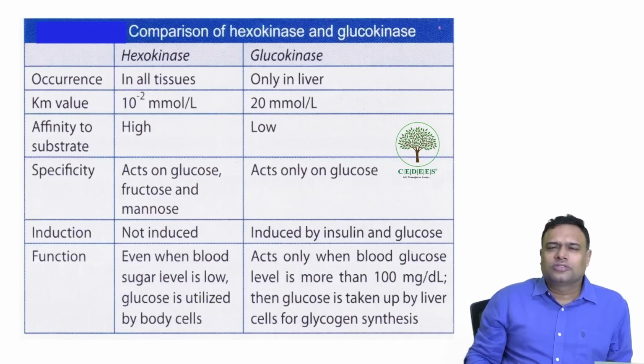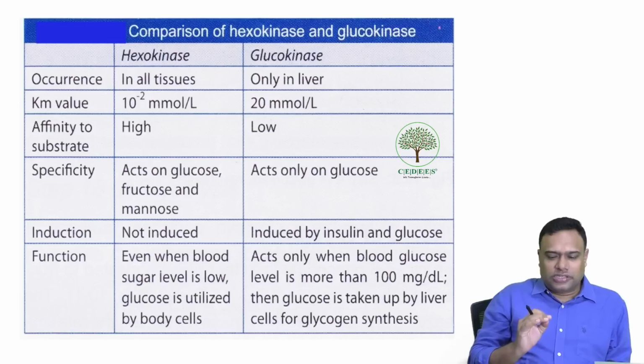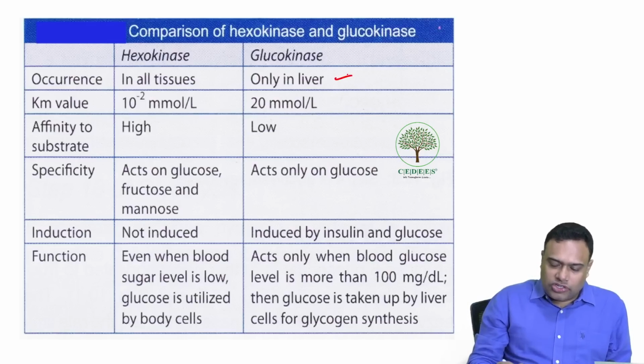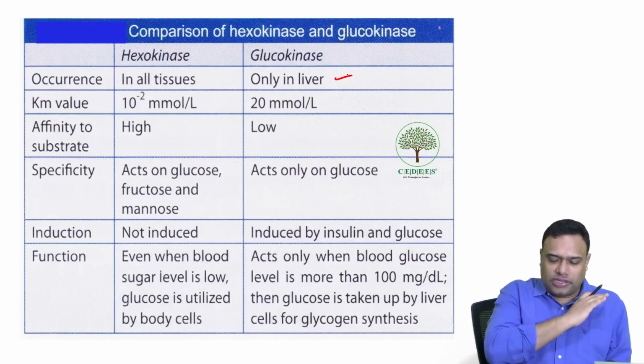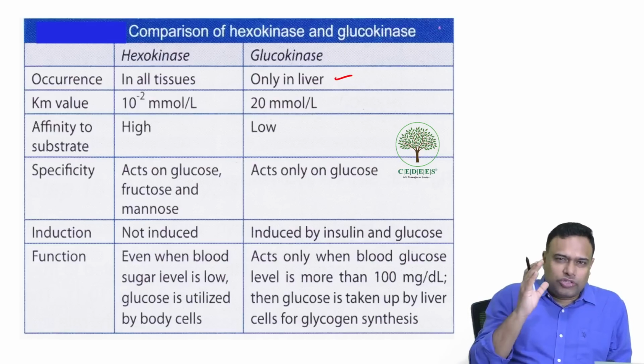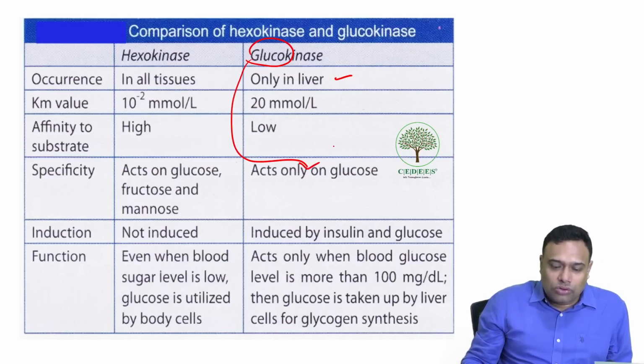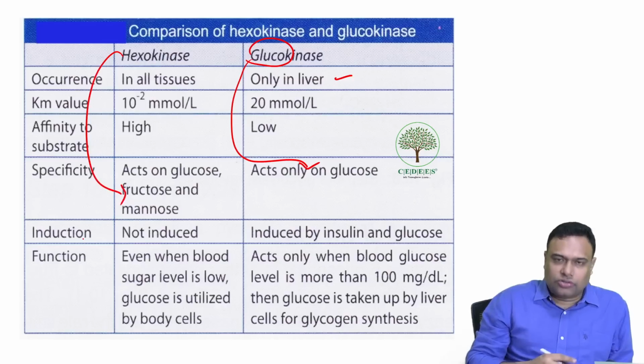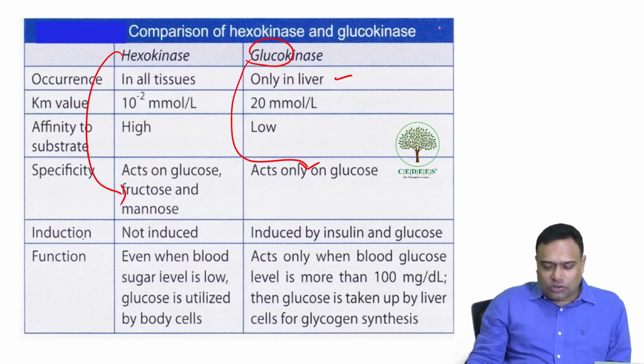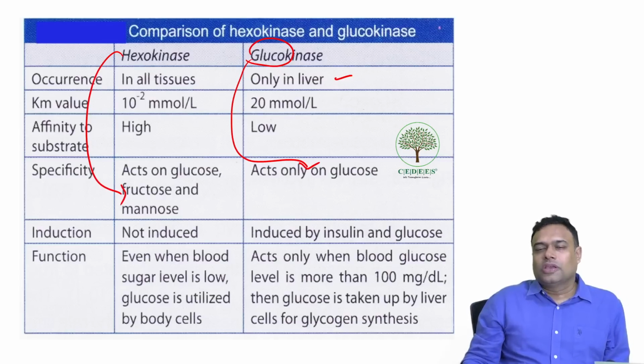Okay, we'll go on. Now we did the first enzyme called hexokinase. So usually they ask you about hexokinase and glucokinase. So let's just see this. Glucokinase is majorly seen in the liver. Hexokinase is seen in all tissues. But the most important difference is glucokinase, as the name suggests, acts only on glucose, whereas hexokinase acts on the various hexoses like glucose, fructose, mannose.